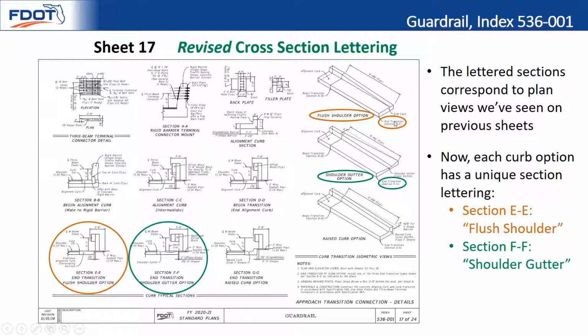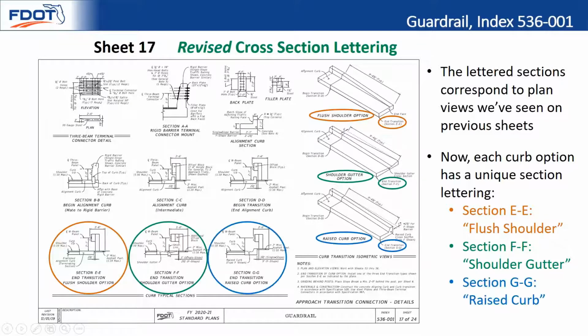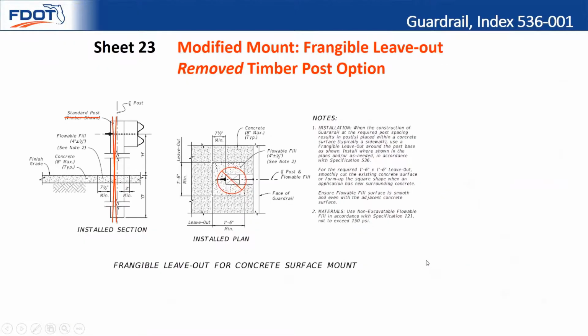For the shoulder gutter, section FF, you can see again, we've got the isometric, and then it ends right here, which corresponds to the section view. It's also shown in the plan and elevation on the previous sheets. And then same thing for section GG. We have the ISO, all the sections correspond. All right, so with that, we'll move on to a different topic.